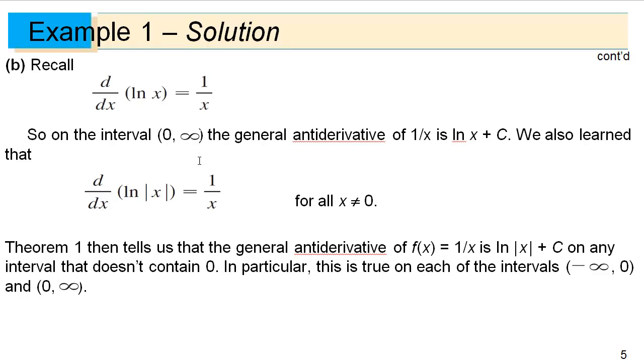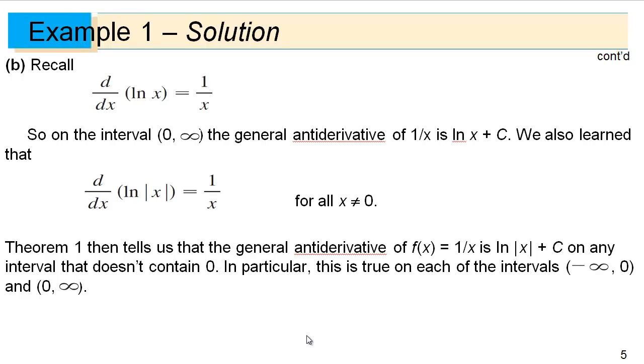We also learned that the derivative of the natural log of the absolute value of x equals 1 over x as long as x doesn't equal 0, because if we take the absolute value of x, it now lets us use negative numbers. Before, we had to have values bigger than 0; now we could do values less than 0 as long as we took the absolute value of them. And so in that case, we would have natural log of the absolute value of x plus c on any interval that doesn't contain 0. So in particular, it's true for basically everything but 0.